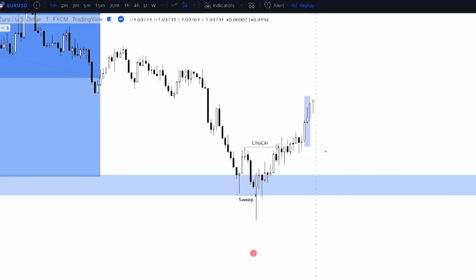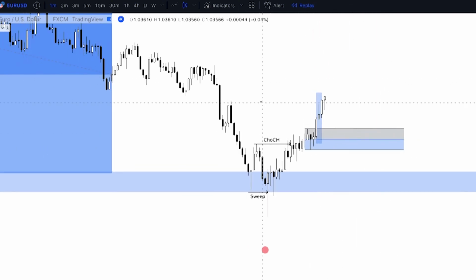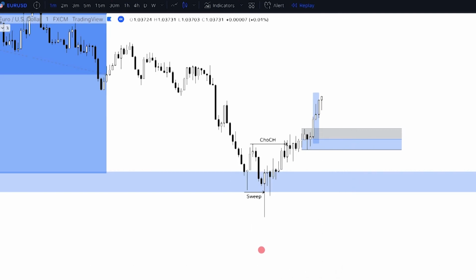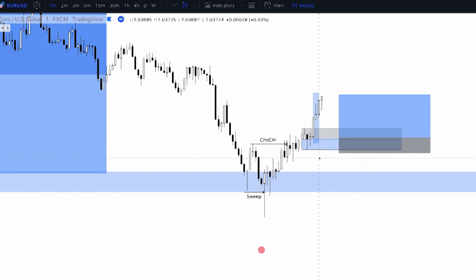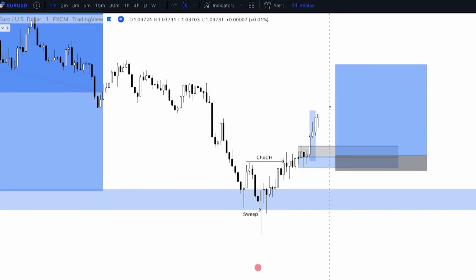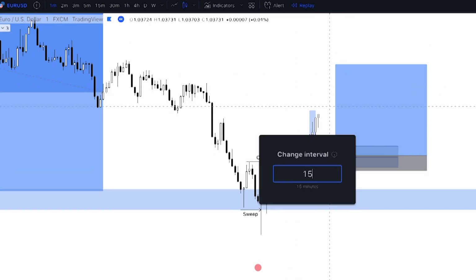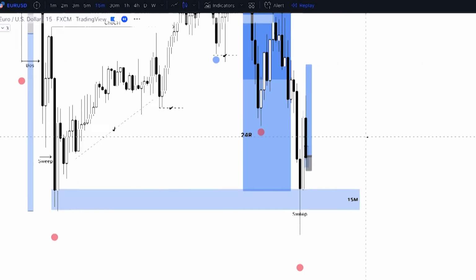So now it's time to identify our area. I am going to just take this area, as we got a displacement from here by taking this liquidity. So putting a 3 pip stop loss, and we just initiated the trade.